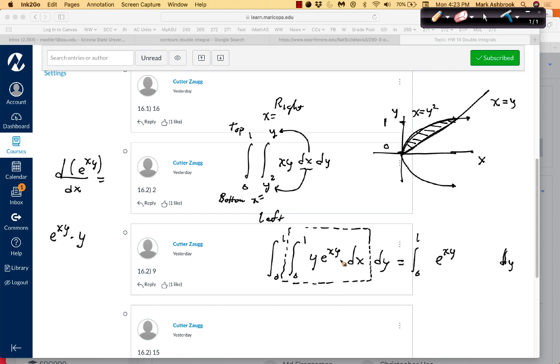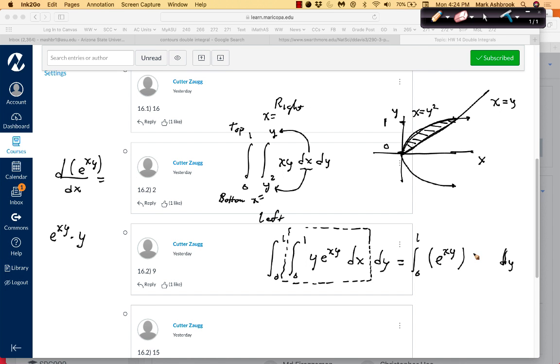We're doing the antiderivative of this. So the antiderivative of this is e to the xy. I just showed that because by taking the derivative of e to the xy, I get e to the xy times y, or this. Right? So the antiderivative of y e to the xy is e to the xy. And now we're doing that with respect to y.